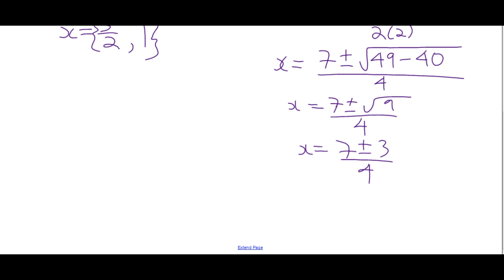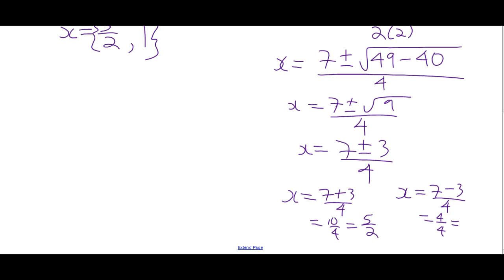And that gives us two answers. Either x is equal to 7 plus 3 over 4, which is 10 over 4, which is 5 over 2, or x is equal to 7 minus 3 over 4, which is 4 over 4, which is 1. And we're shocked. Really? Wow. They're the same answers.